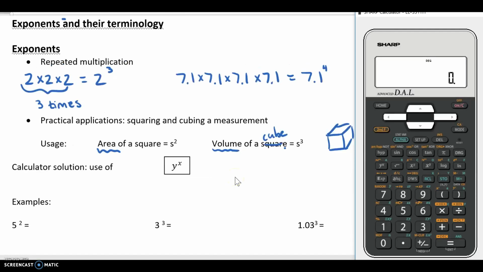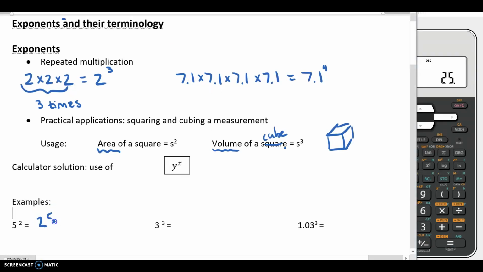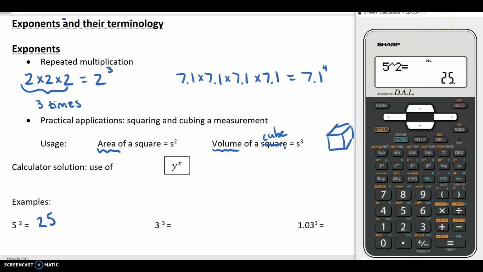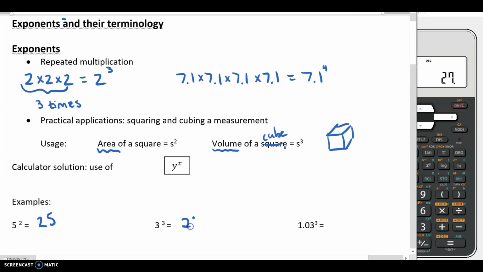On your calculator, to evaluate exponents, you'll use your y to the power x button. For example, if I have 5 to the power 2, it is equal to 25. If I want to evaluate 3 to the power 3, which I could read as 3 cubed, it's equal to 27.